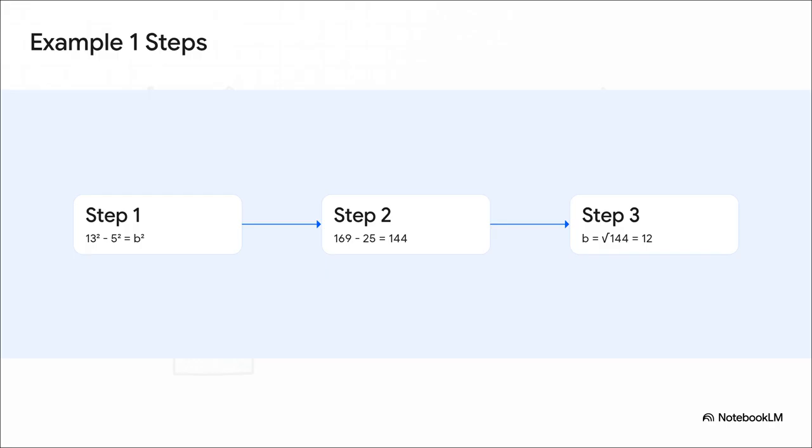Step 1, we just plug those numbers into our rearranged formula. So 13 squared minus 5 squared equals b squared. Step 2, we do the math. 13 times 13, that's 169. 5 times 5 is 25. Subtract 25 from 169 and we get 144. Step 3, to get b completely by itself, we just take the square root of 144, and the square root of 144 is exactly 12. Just like that, by working backwards, we found our missing leg.